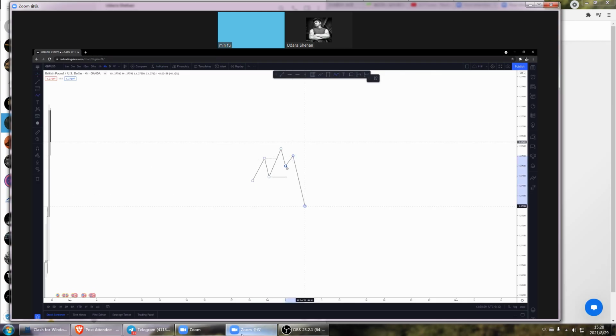Price can do something like this. Okay. Now what has happened? Like what have the smart money traders been taught? Choose the order block that broke structure.